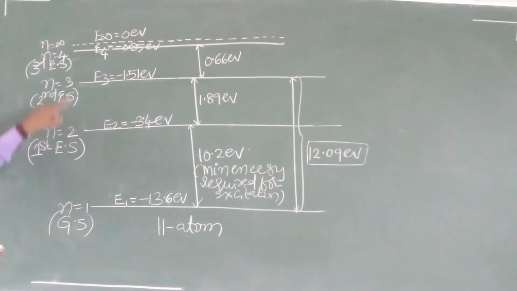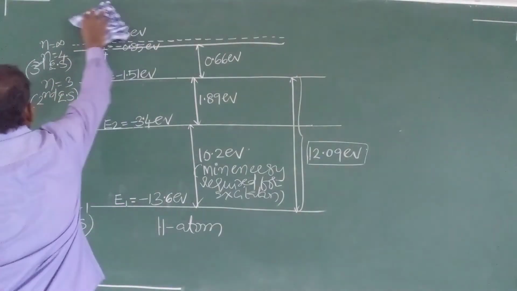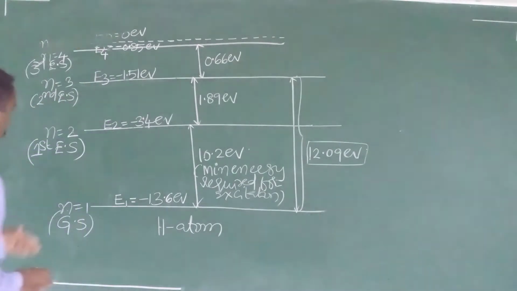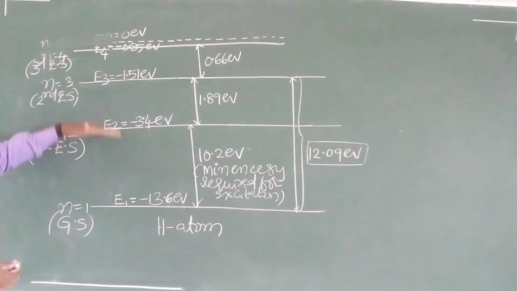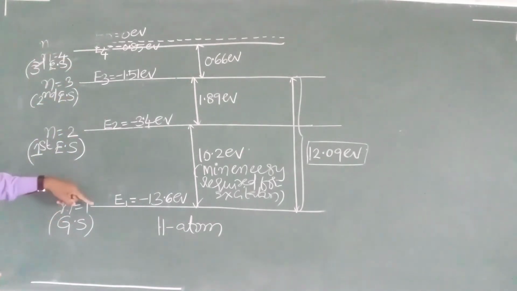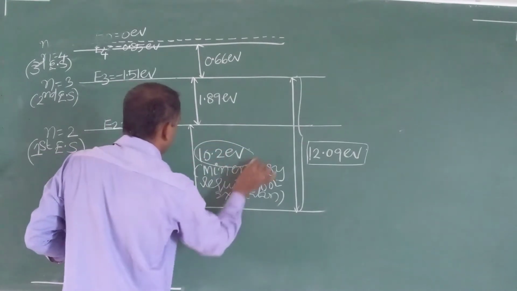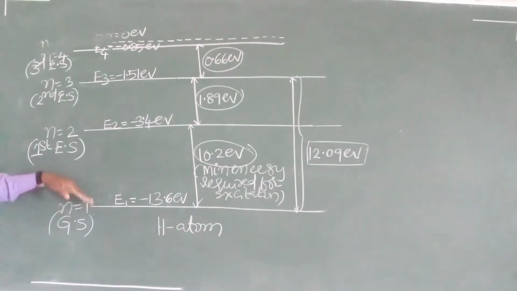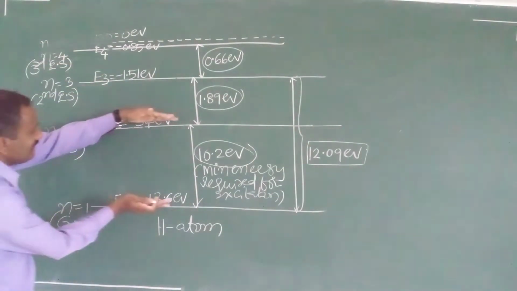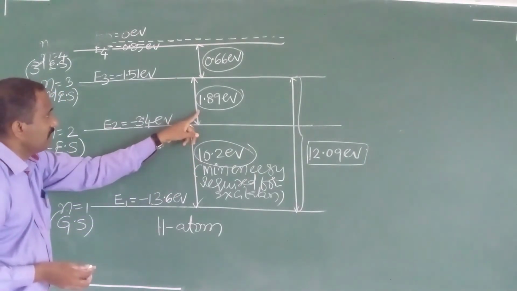First point, as orbit number increases, energy also increases. Second point, the energy of the infinity orbit is 0. Third point, as you move to higher levels, the energy difference between successive orbits decreases. See here, 10.2 difference, here 1.89 difference, here 0.66 difference. So as orbit number increases, the energy difference between successive orbits decreases. Here more difference, less difference, less difference.